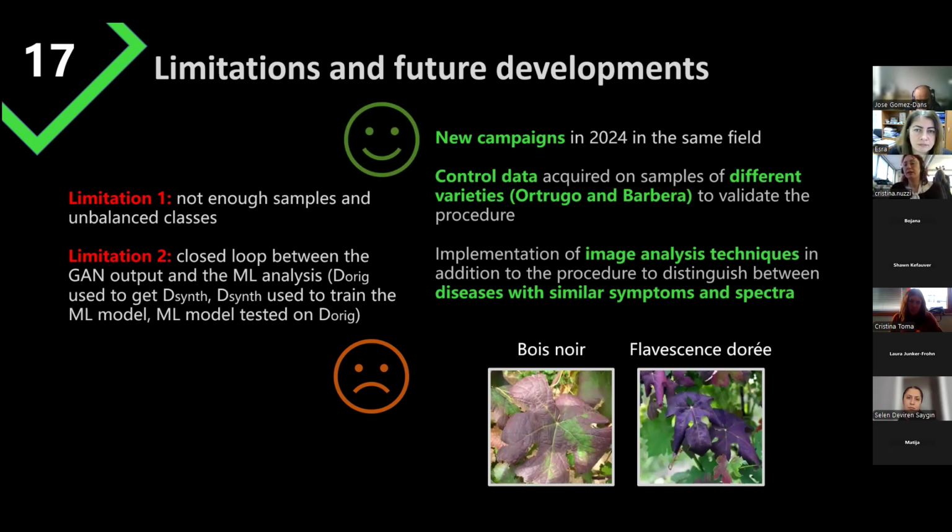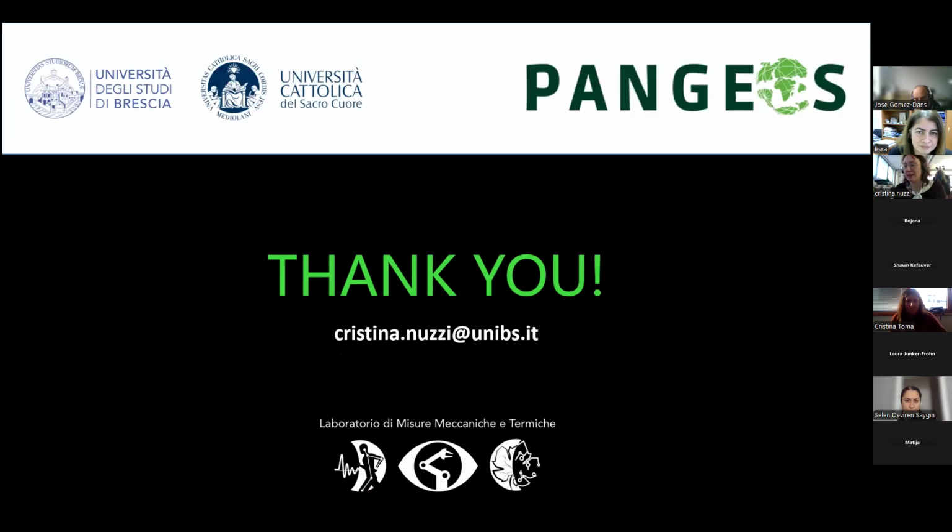What I did in 2024 is conducting new campaigns, also on control data on different varieties. And I'm working now on the implementation of image analysis techniques to also retain the spatial information about the pattern of the disease, which could be useful to differentiate between symptoms of Flavescence dorée and other similar pathogens like Bois noir, for example. So I think I am finished, and if you have any questions, I'm open for discussion.